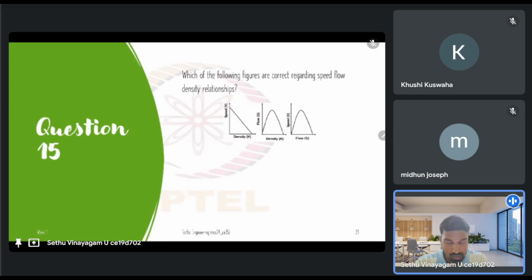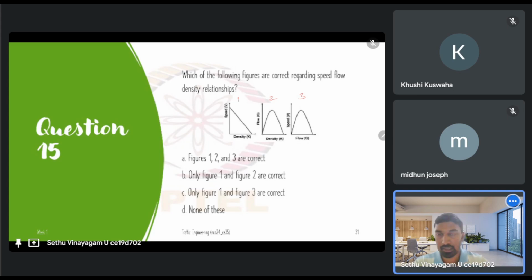Okay, question number 15: which of the following figures are correct regarding the speed-flow-density relationships? We have three figures: this is figure 1, this is figure 2, and this is figure 3. The different figures represent the different relationships. The options are: A, figures 1, 2, and 3 are correct. Option B is only 1 and 2 are correct. C is only 1 and 3 are correct. And D is none of these.